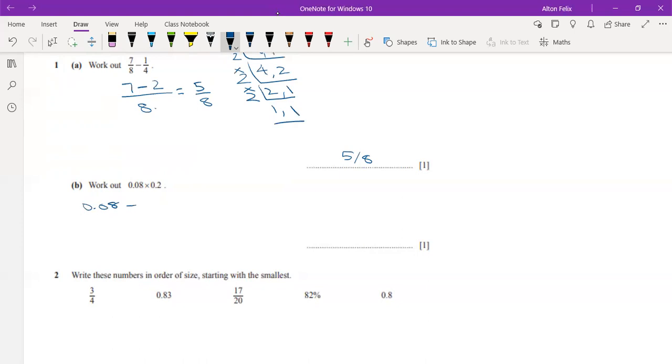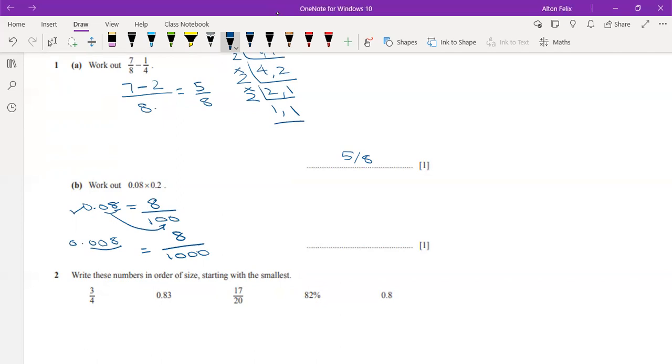0.08 is the same as, since you have two decimal places, you are dividing by 100. Notice the number of decimal places will determine the number of zeros you add with this 1. So if the number was 0.008, you have 3 decimal places after the point, so you'll be dividing by 1 along with 3 zeros, which is 1,000. And you put back your whole number version, the 8, as the numerator. So 0.08 is the same as 8 over 100.